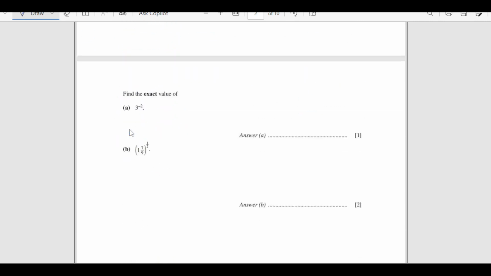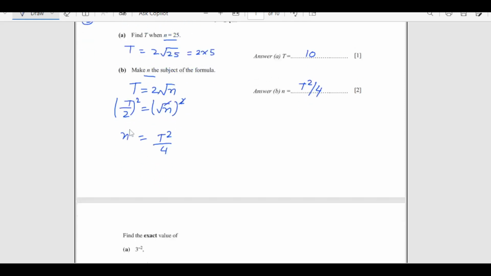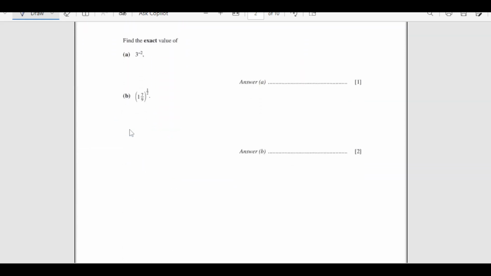Okay, now this was number 3. Then we have number 4. Find the exact value of 3 to the power negative 2. By the exponent rule, if x is to the power negative n, then it will be 1 over x to the power n. So same here, it will be 1 over 3 squared. 1 over 3 squared is 9. So the answer is 1 over 9.